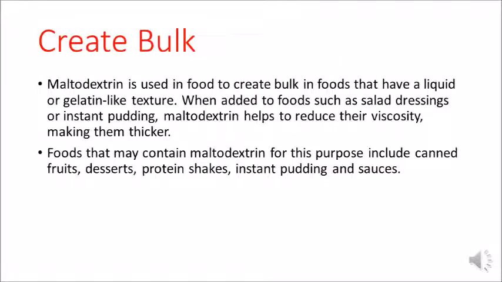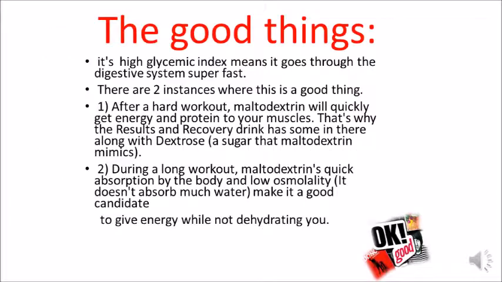Maltodextrin as a creator of bulk. Maltodextrin is used in food to create bulk in products that have a liquid or gelatin-like structure. When added to foods such as salad dressings or instant pudding, maltodextrin helps to increase their viscosity, making them thicker. Examples are canned fruits, desserts, protein shakes, instant puddings, and also sauces.